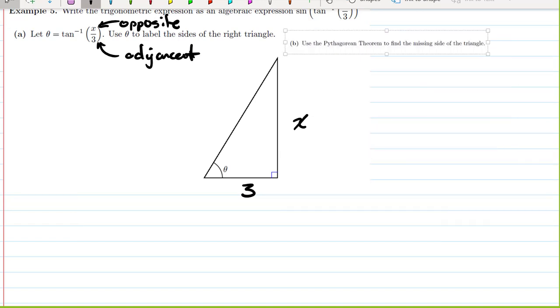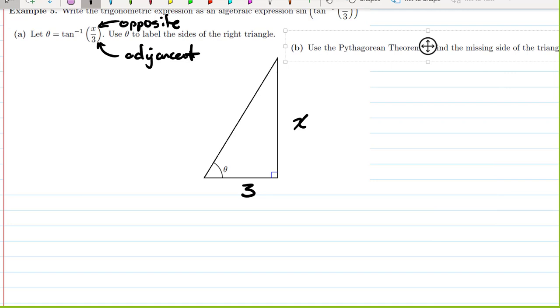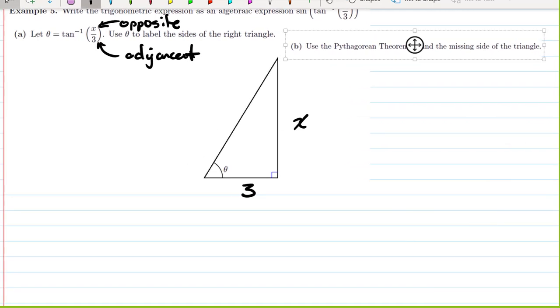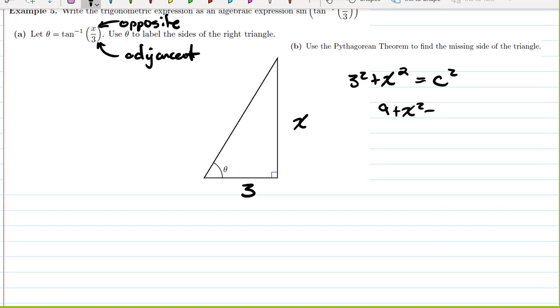So if that's the case, we have 3 squared plus x squared is equal to c squared. So then that gives us 9 plus x squared equals c squared. So then c is equal to the square root of 9 plus x squared. So that means the hypotenuse of this triangle is the square root of 9 plus x squared.